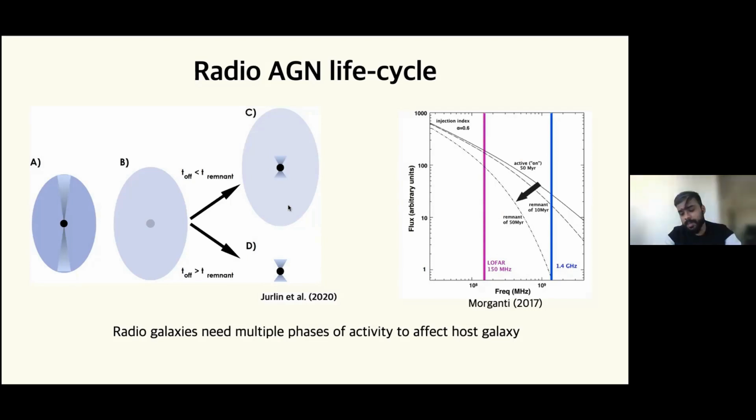But the broad idea, the reason why we want to understand this, is because radio AGN life cycles happen over time scales of 10 to 100 millions of years. A galaxy's lifetime is billions of years. So if radio AGN are to have a significant feedback during the lifetime of the galaxy, they have to have multiple epochs of activity. They have to have multiple phases, just because their active phases are too short compared to the lifetime of the entire galaxy.